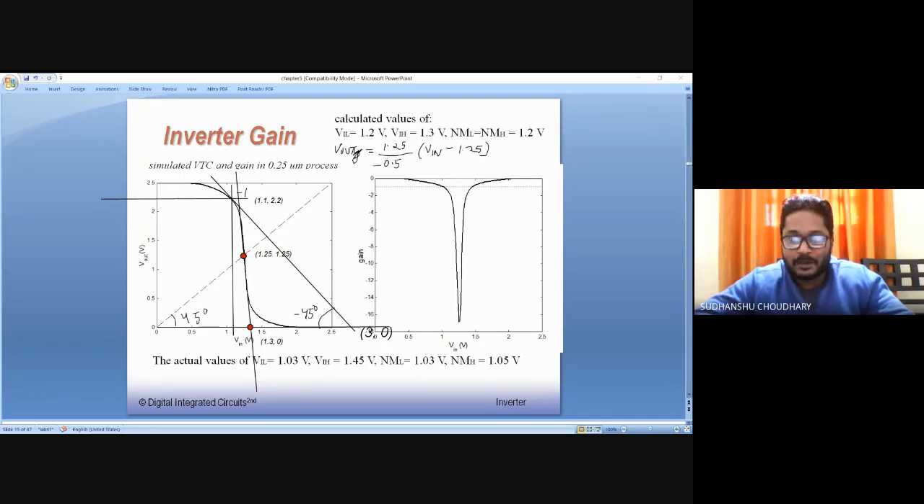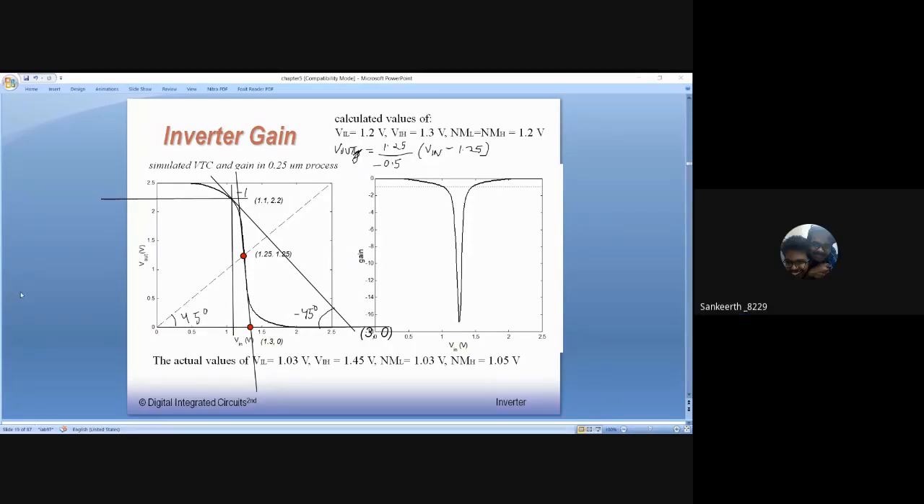Excuse me, sir. In fact, it should not be minus 68 degree, it should be somewhere around minus 86.5 degree. So at minus 86.5 degree, you will find this dV out by dV in as minus 17, right? Excuse me, sir, the y2 minus y1 by x2 minus x1. X2 minus x1 is 0.05. You written 0.5. I think that's the mistake.